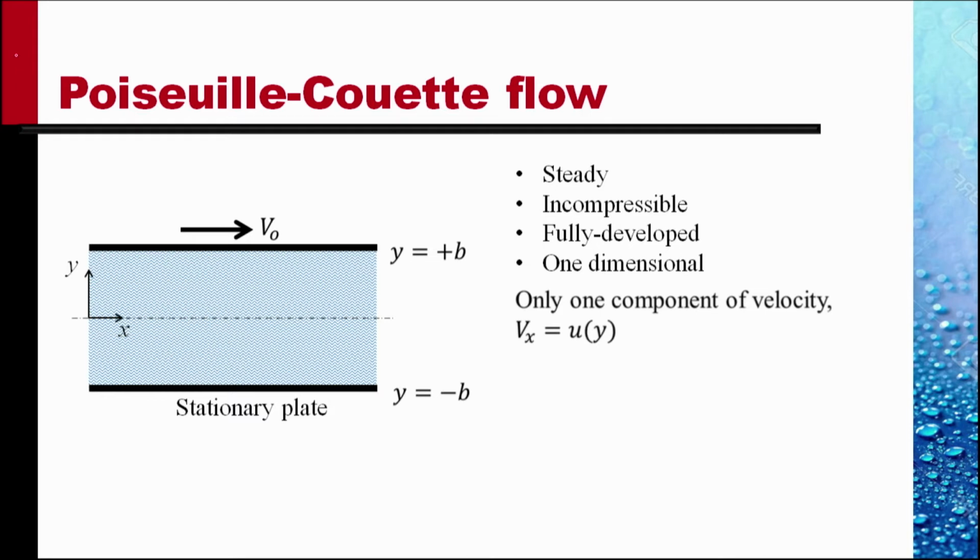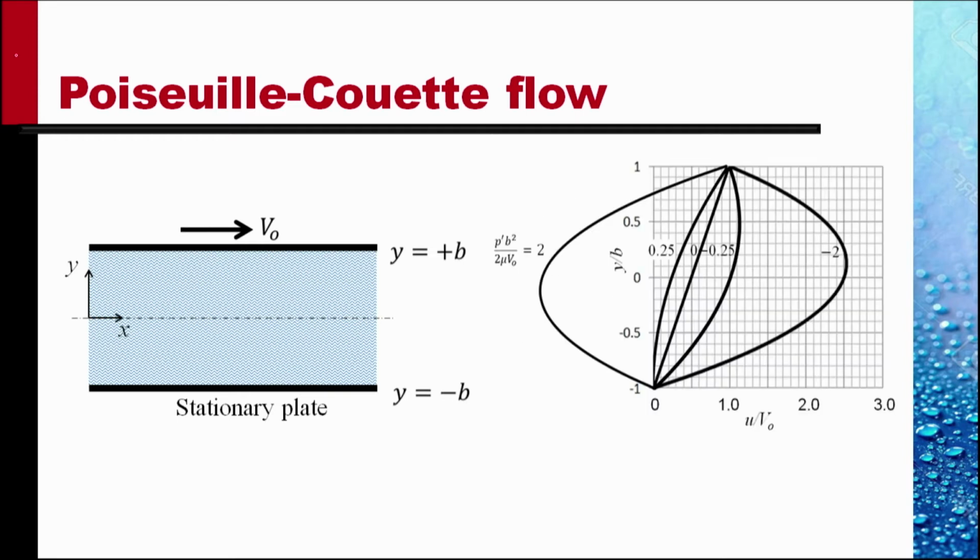Under these assumptions, we showed that there is only one component of velocity, Vx, which we denote with u, and it is only a function of y. Since the flow is fully developed, there is nothing that depends upon x. The velocity profiles were shown to be like this for the various values of the pressure coefficient.